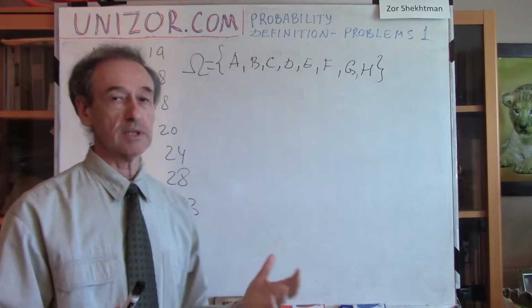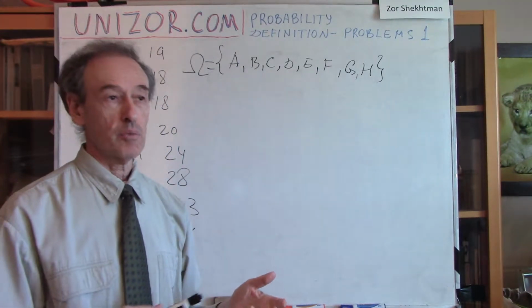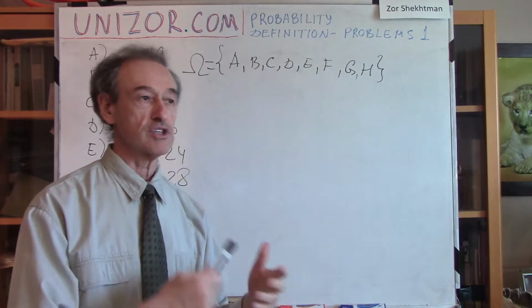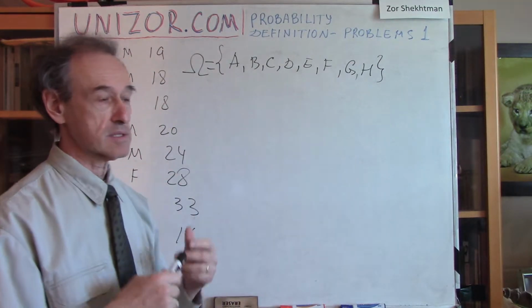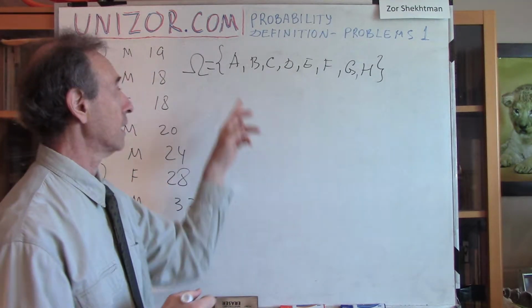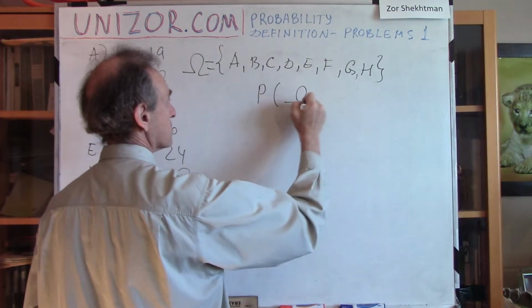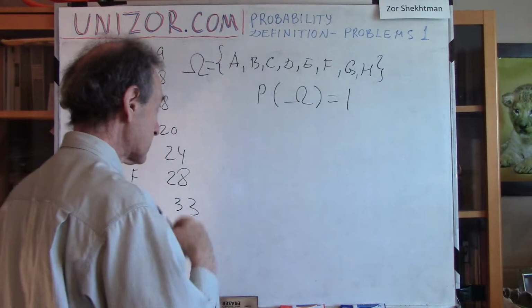Now, what's the probability measure which is allocated to the entire set? Well, that's the entire probability of having something, which means by definition we allocate the measure of 1 to the entire set. So in this particular case, the probability is equal to 1. So that's the first problem.